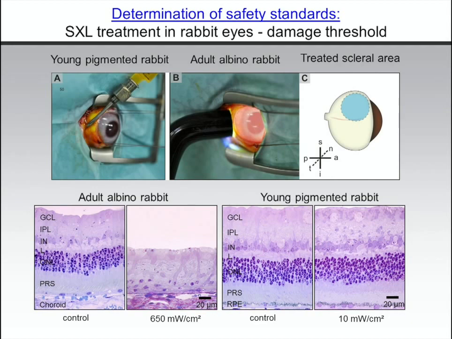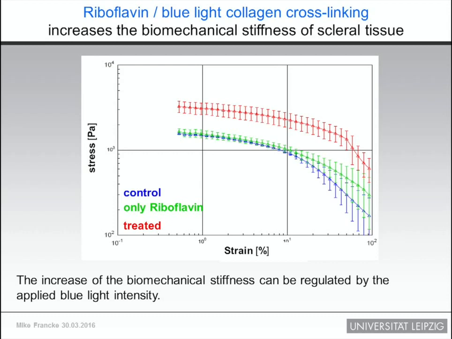We use the rabbit eye as an animal model. We perform operations on young pigmented, young albino rabbits and adult ones, and we perform a lot of histological, immunohistochemical and electron microscopy examinations to determine the damage threshold after irradiation with different levels of light energy, and that means we have characterized the damage threshold for this method.